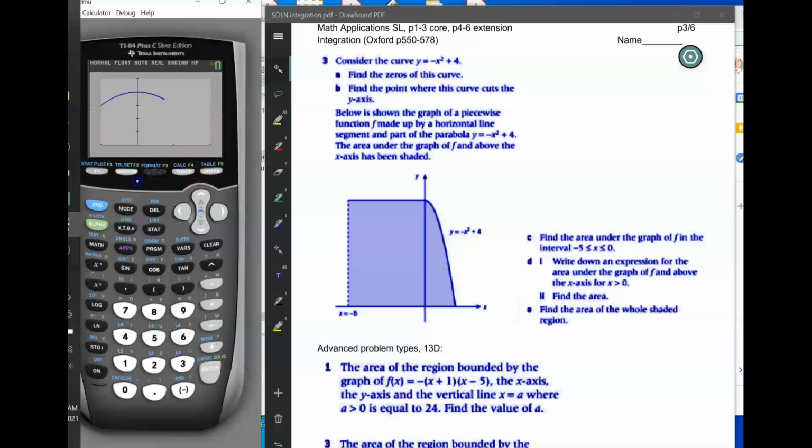Let me put it in zoom standard so that it's exactly how it's going to appear on your calculator when your calculator's just been reset. I was doing some other stuff on the calculator. That zoom standard is option 6, and we're going to find the zeros of the curve, which means we're going to find the x-intercepts. We're going to do second calc 0, which is option 2.